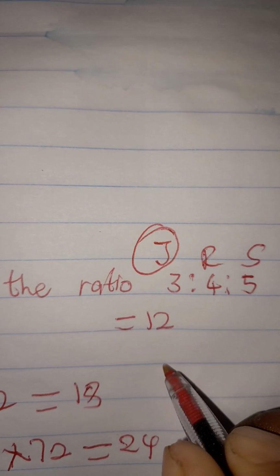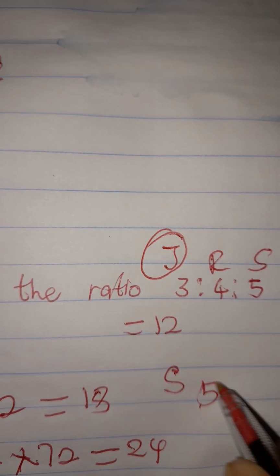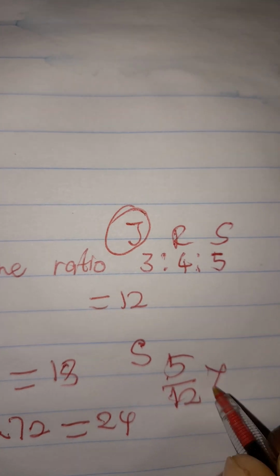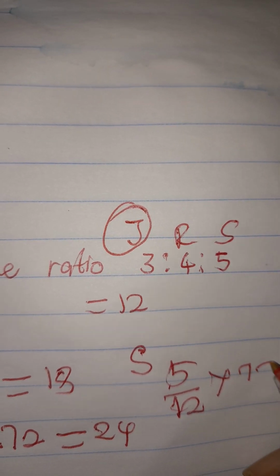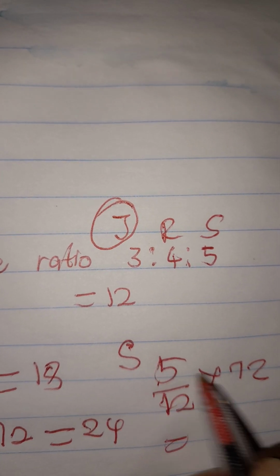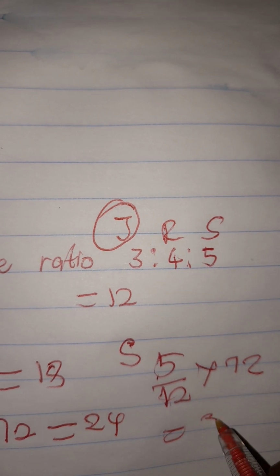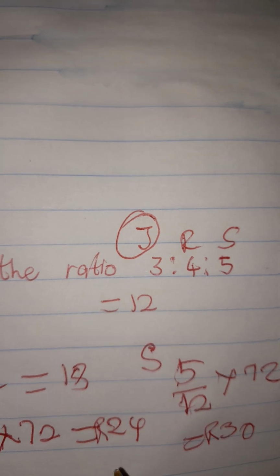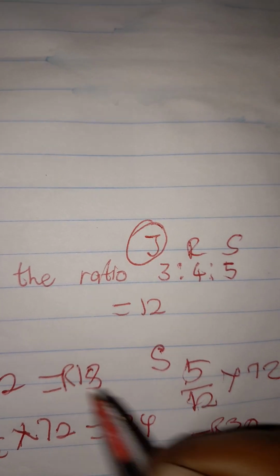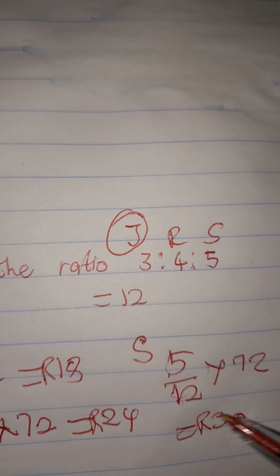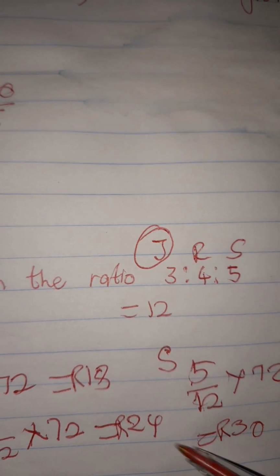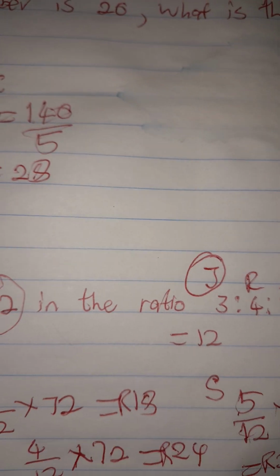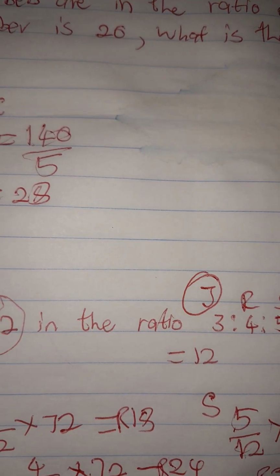Then what about Sally? Sally will be 5 over 12 multiplied by 72. When we multiply 5 times 72 and divide by 12, we get 30 rand. So in other words, Sally will get 30 rand, Richard will get 24, and James will get 18. When we add all of these numbers, they give us 72. This is how you can divide 72 in the ratio of 3:4 and 5.